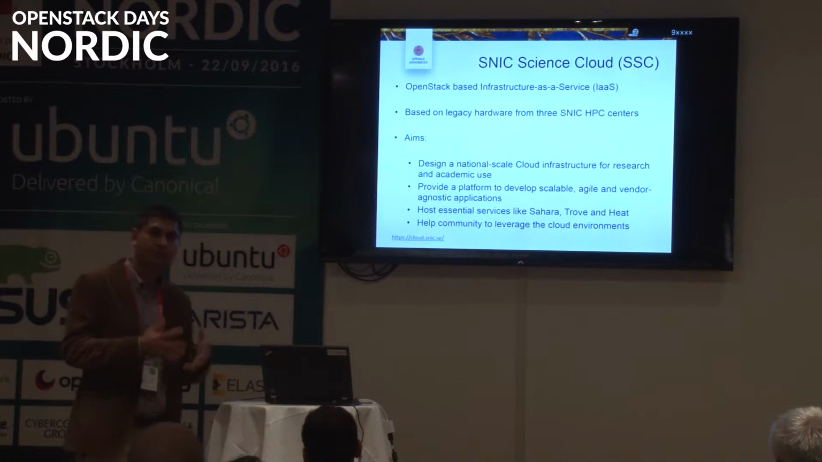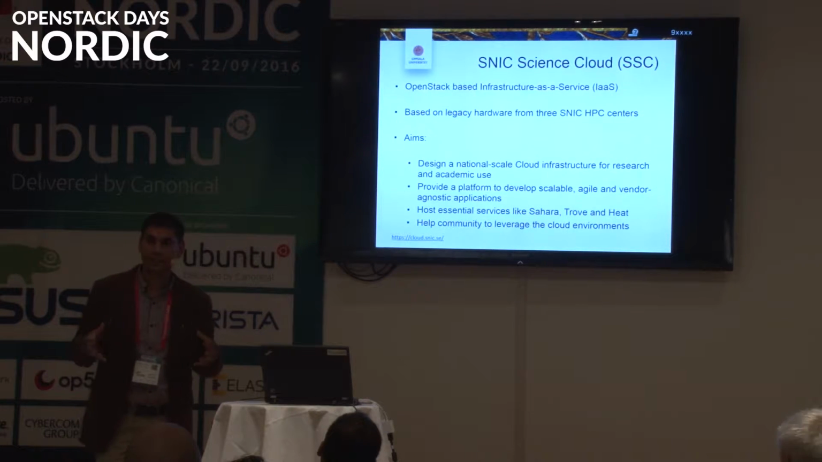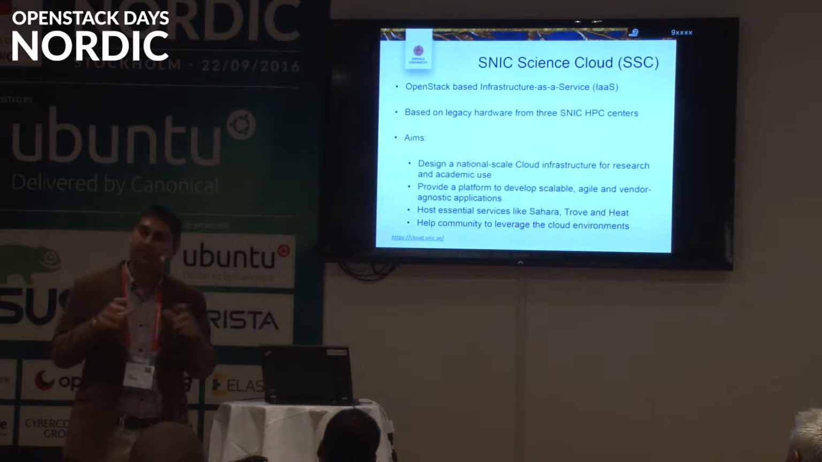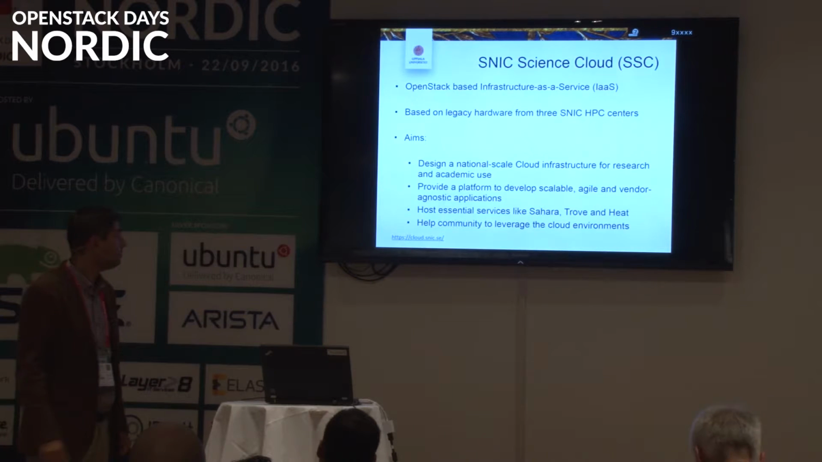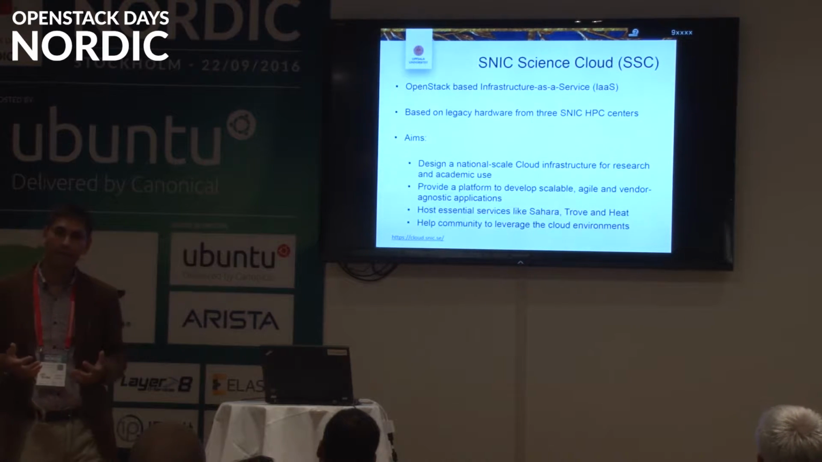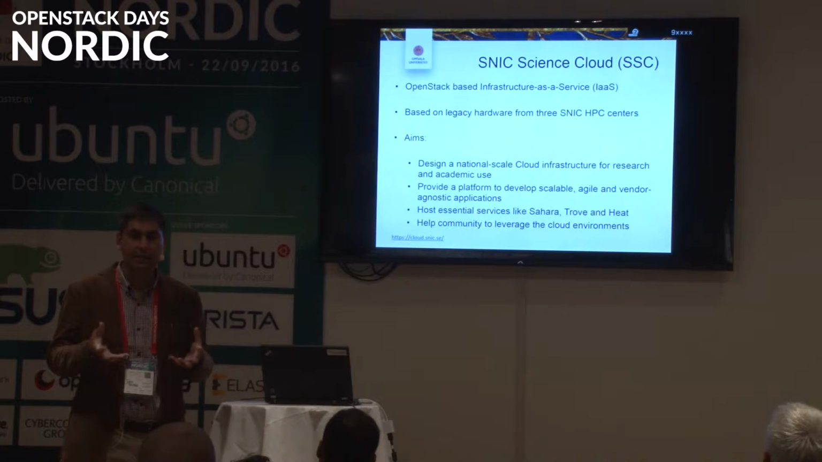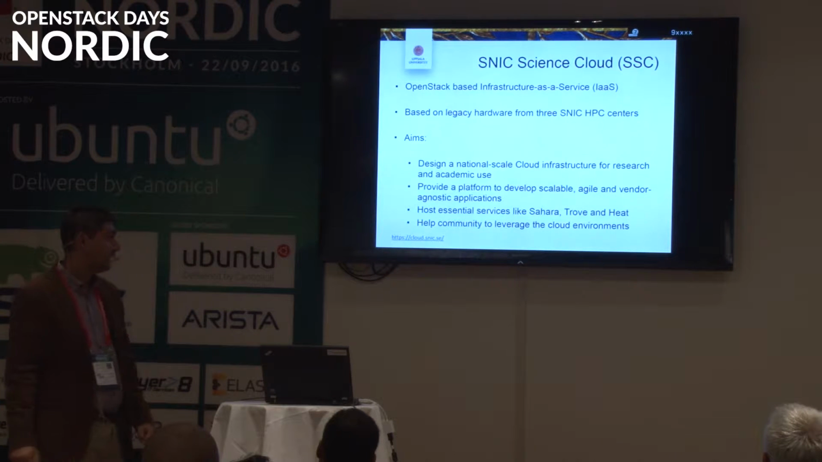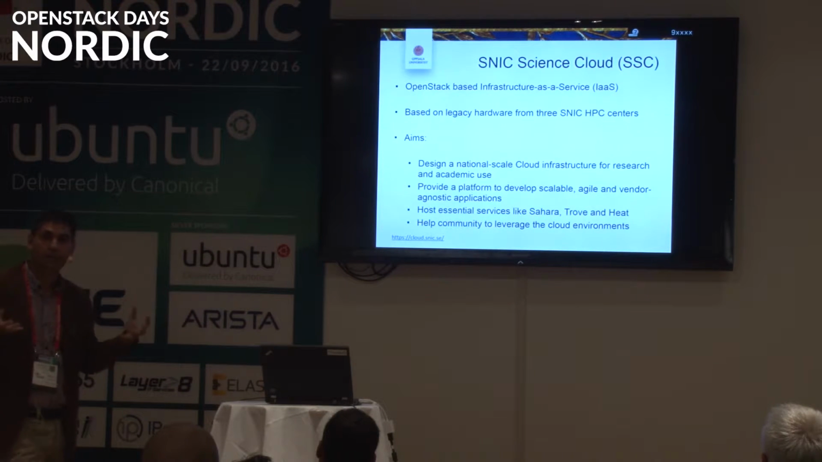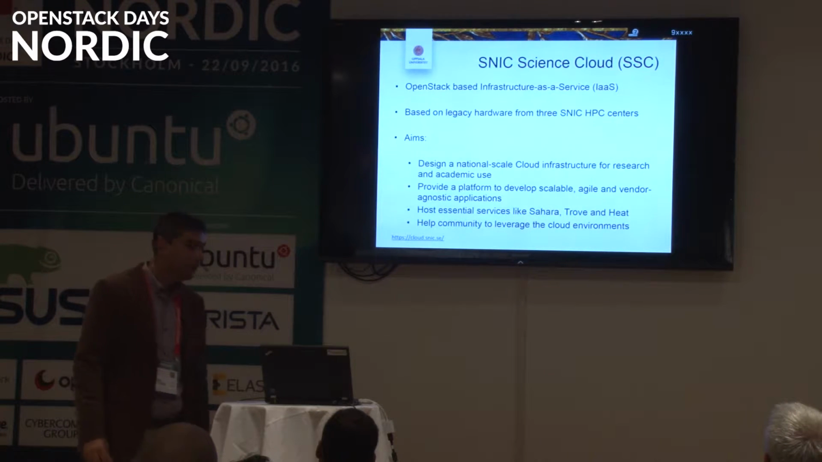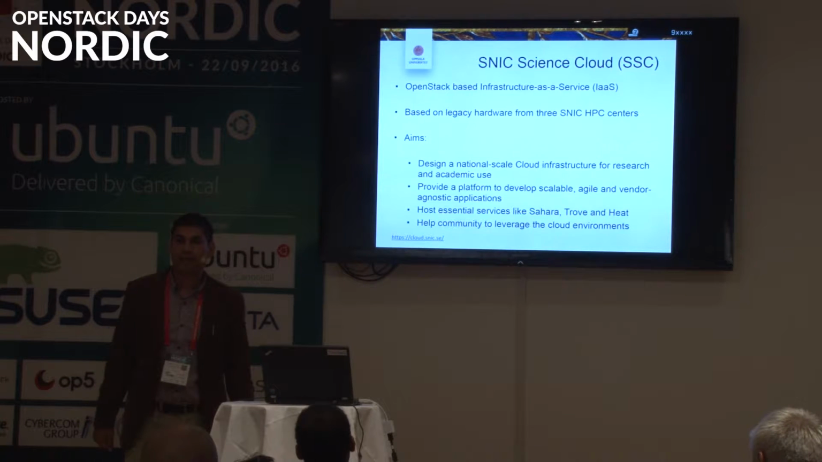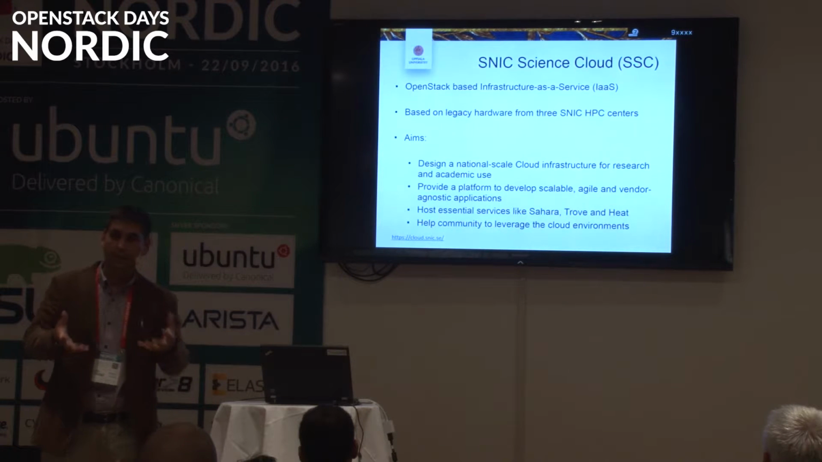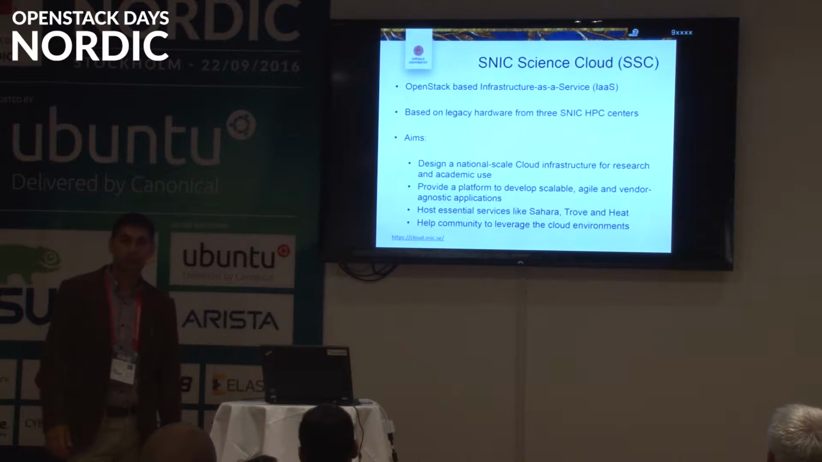And the aim of this project is to see, if we would like to have a national scale cloud infrastructure, how it should look specifically for academic purposes. And together with that, how the current workflows in academia can be made scalable, agile, and vendor agnostic. Also, there are some high-level services available through the OpenStack platform, like Sahara, Heat, or Trove. Can we really use that on a national scale or not?